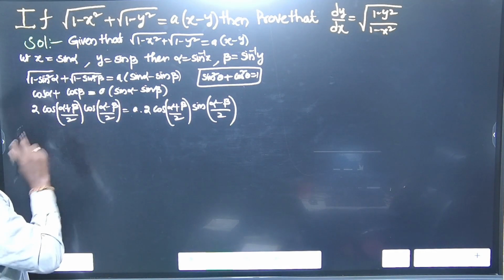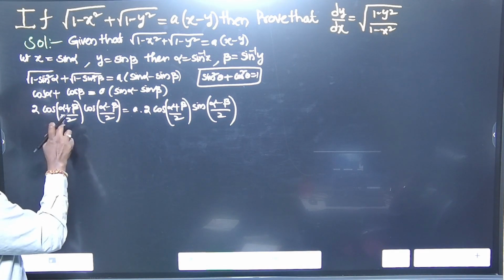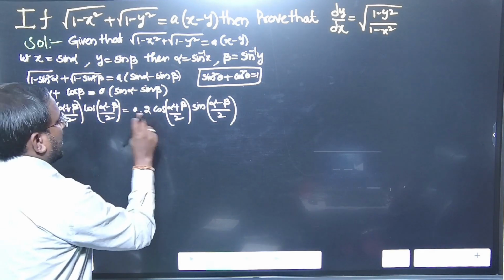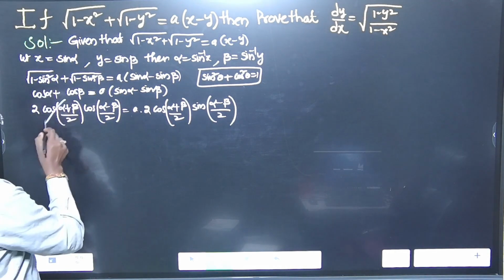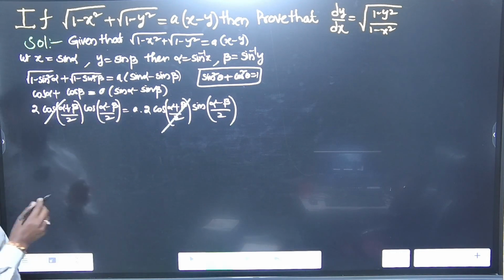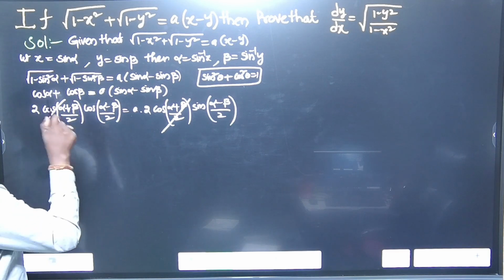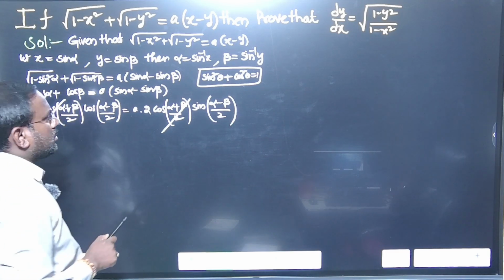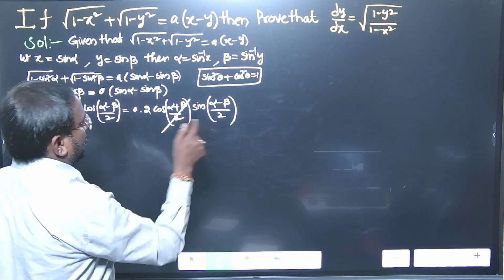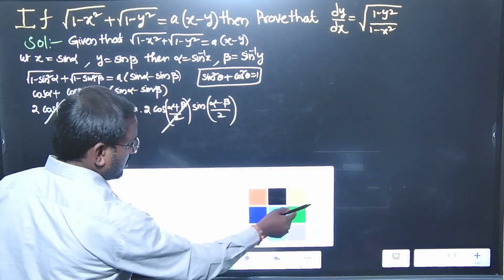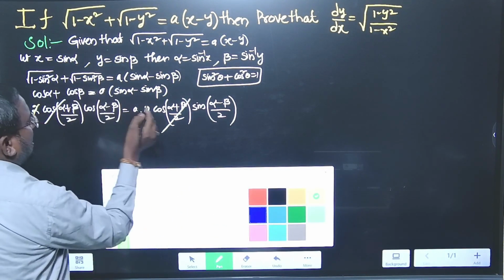Now, students, we have the same terms on both sides. That is 2 cos of alpha plus beta by 2 here, and 2 cos of alpha plus beta by 2 there. Then it will be cancelled. Remaining, students, on the left hand side cos of alpha minus beta by 2 is equal to the right hand side a into sin of alpha minus beta by 2. Here 2 also cancels.